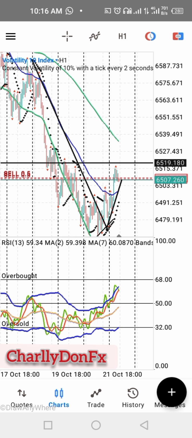I told you guys that I will be taking my CP at this level, and that's exactly what happened. I bought from this level to here this morning, and I have taken my profit. So now I am selling because I saw a signal to sell.